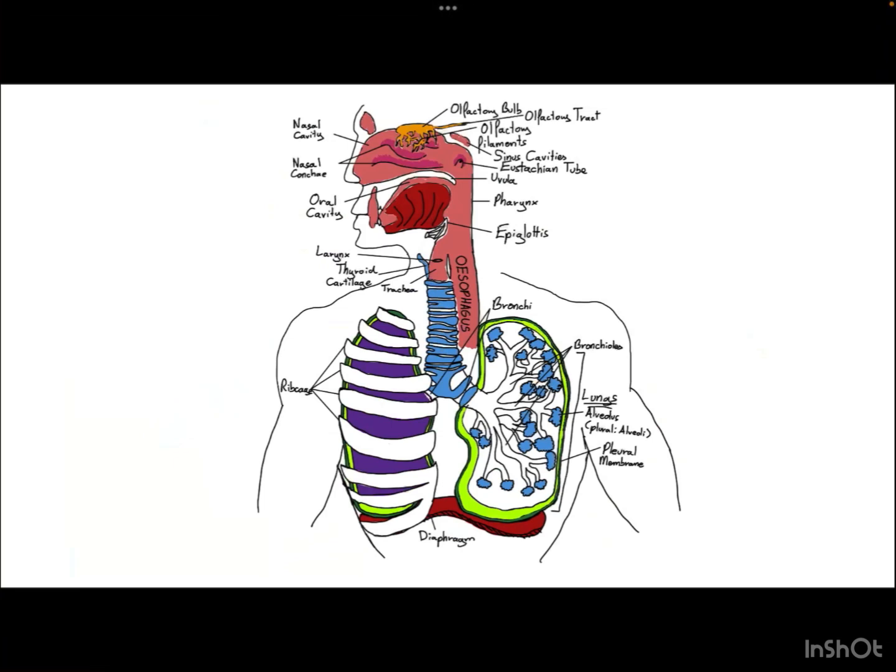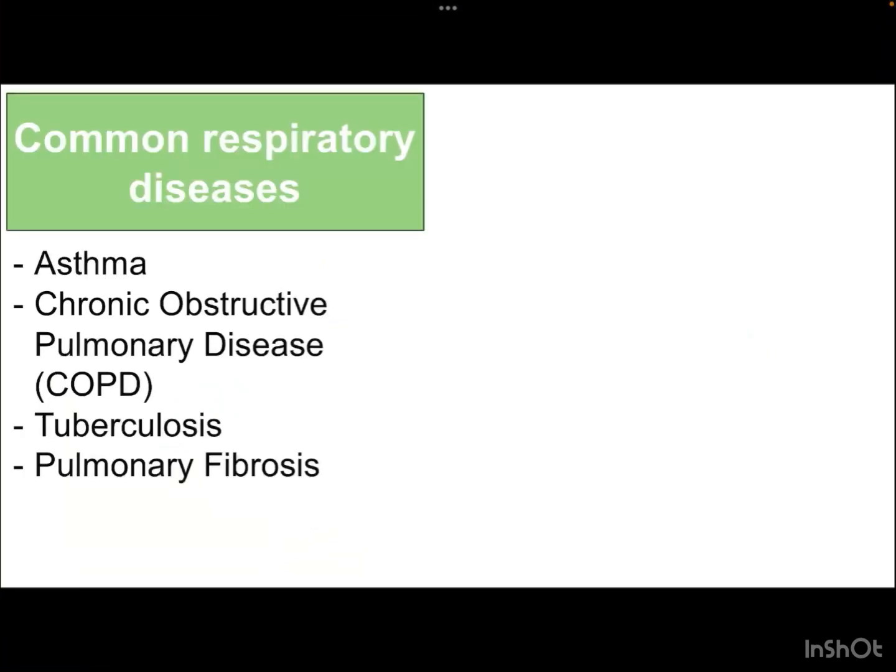Now, as you can see here, I've actually put the whole diagram in here just so you can take a screenshot if you want to. Now, before ending this video, I want to highlight some respiratory diseases that are commonly present in society. You can see it highlighted in here on the left.